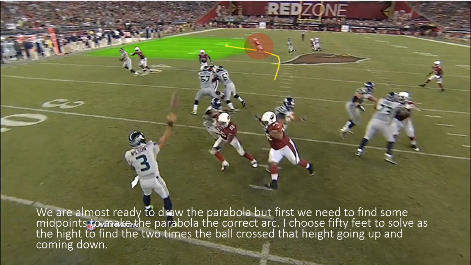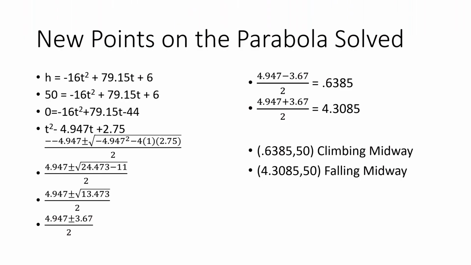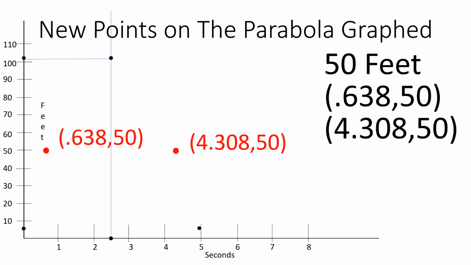I chose 50 feet to solve as the height to find the 2 times the ball crossed that height going up and coming down. Here is how I solved for the new points on the parabola. 50 is the feet we're solving for. Here is the answer to the previous slide of 50 feet. And here are the 2 points, 0.638, 50 and 4.308, 50.